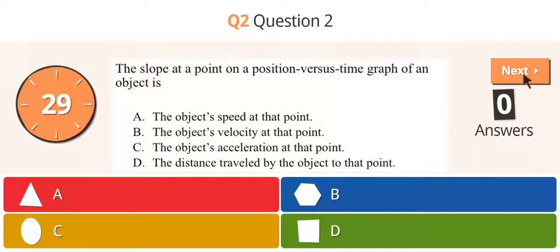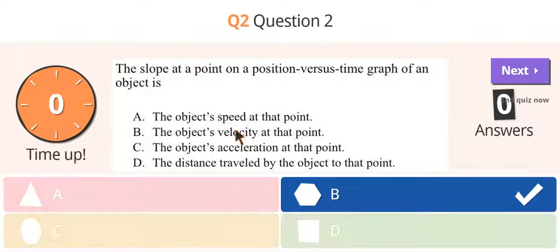Okay, so this next question, let's check this question. The slope at a point on a position time graph of the object gives me, okay, so A and B are both possible, but B is more accurate because it's actually the velocity. Speed would be okay if it was the only version there, but it's velocity because it gives us the direction. The slope gives us direction, so velocity works there. So I'm going to go with B.